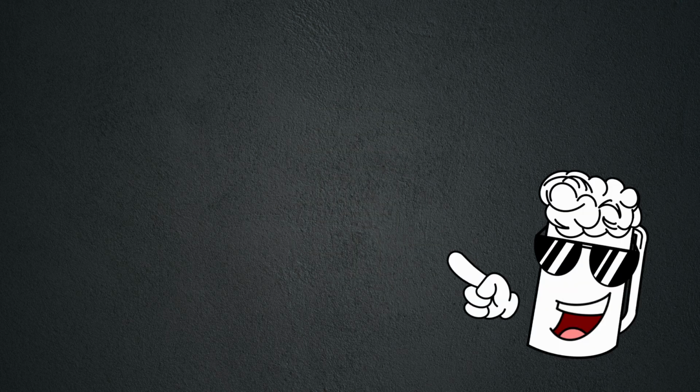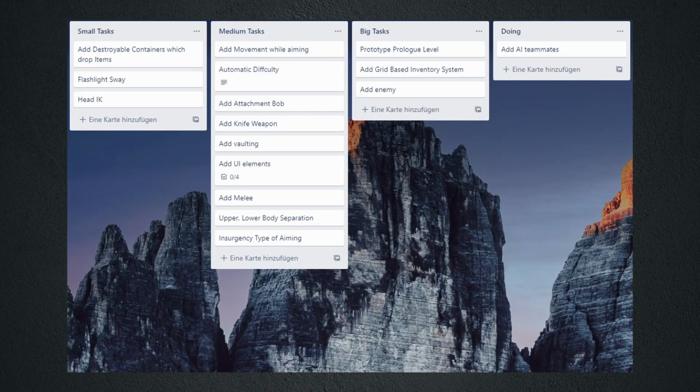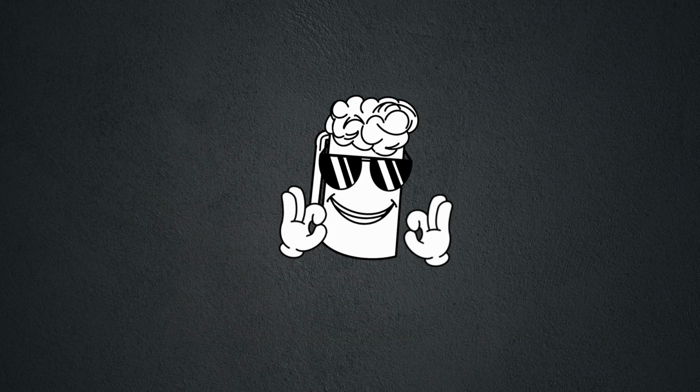The next big tasks would be basic enemies and working AI teammates. But these are very important tasks which I want to get right. I also plan to implement a grid-based inventory later on. Long story short, my Trello board is stuffed and there's enough to do. I plan to release a small demo level for you to play and try out the controls in the future. The earlier I can gather feedback, the better.